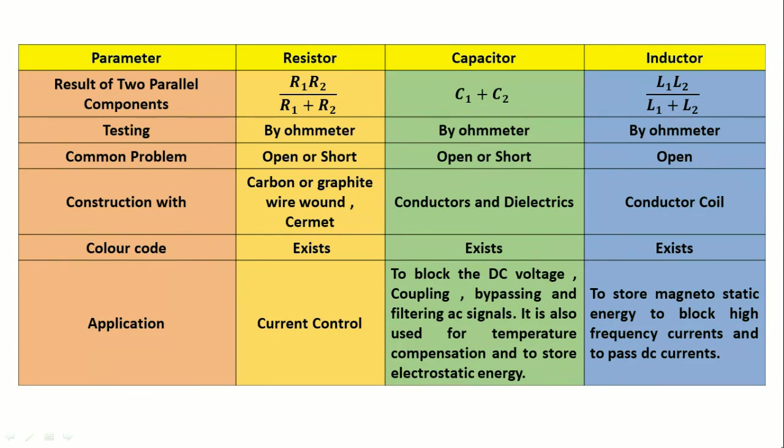Coming to the inductor, it is used to store magnetostatic energy, to block high frequency currents and to pass the DC currents. So for this purpose we use the inductor. So this is about the comparative characteristics of resistor, capacitor and inductor.